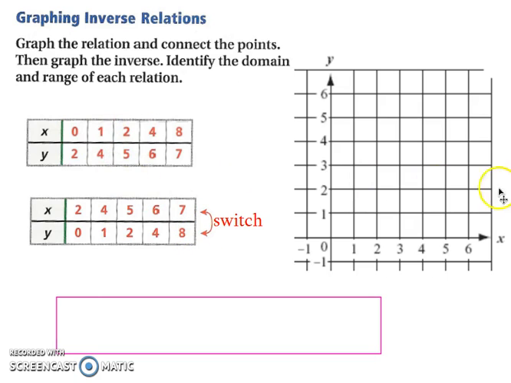So let's graph this first one, which would be the original function. So we've got 0, 2; 1, 4; 2, 5; 4, 6; and 8, 7 will be off of our grid. So we can connect these up.